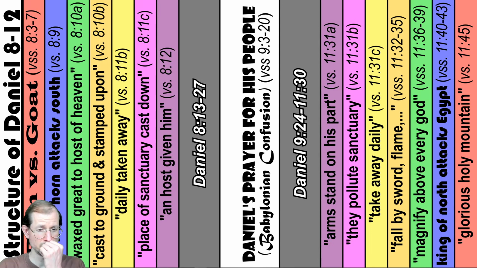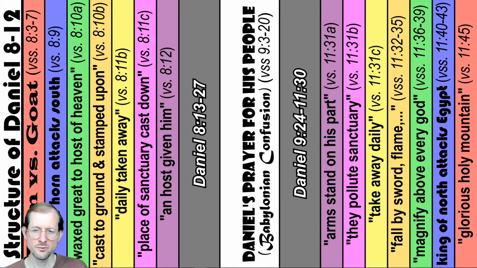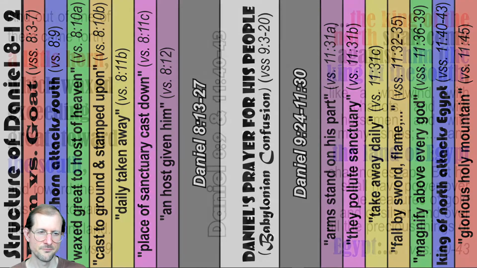So, here, of course, is the structure that I've already shown you. I've rearranged everything. So we have these. Let's look at the first six layers here. We're going to skip the first one, the ram and goat, and we'll just quickly flip through these other layers because we've seen them already.